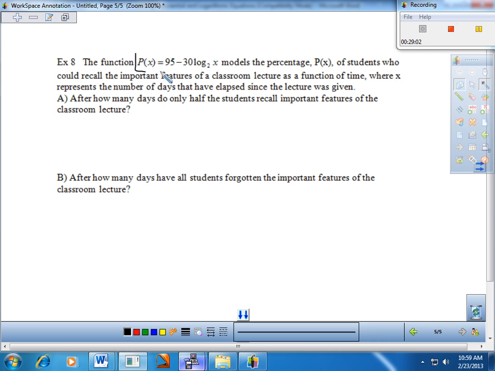All right, interesting. Hey guys, what do you say we box that up there? Kind of have an interesting memory model that is essentially decaying logarithmically, for the way I'm perceiving this. And after how many days do only half the students? So in terms of the percentage here, this would be the percentage of students. And I remember this model. So when we do 50%, which would be half the students, we actually do want to put in 50.